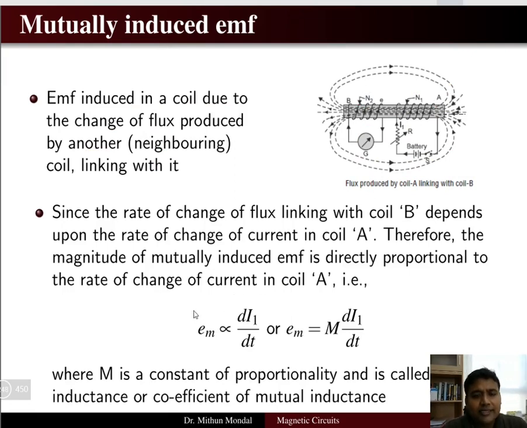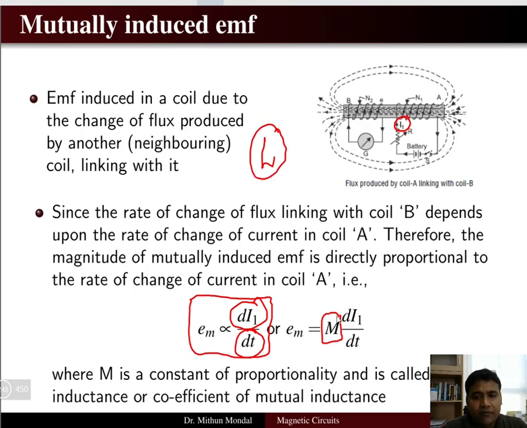So in this case, the EMF produced, EM, that is the maximum EMF, is proportional to dI1 by dt. So I1 is the current that is there for the coil A. Then the constant of proportionality in this case is not the self-inductance. So in the previous case we have used L, that is the self-inductance. We will use the constant of proportionality as M, that is the mutual inductance or coefficient of mutual inductance.